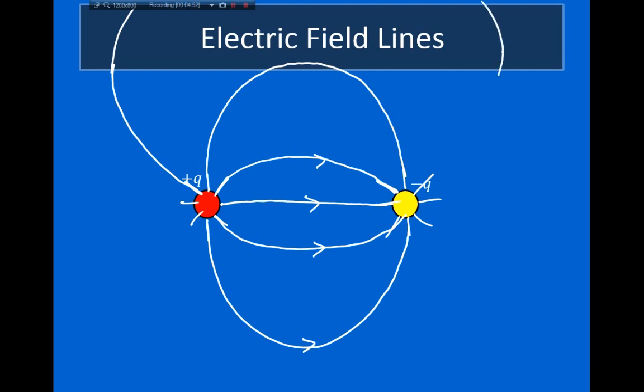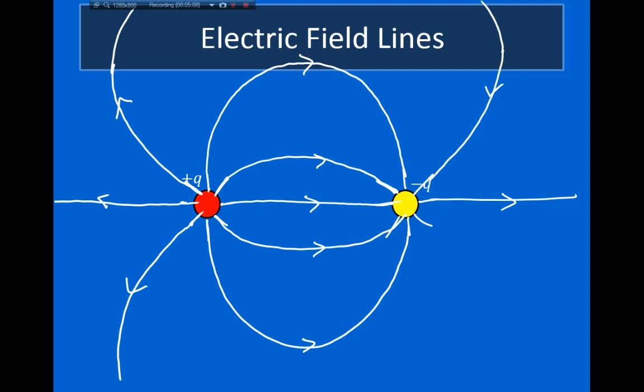And again, we have to draw these arrows. Remember, they go from the positive to the negative. Now these lines right here, this one's probably just going to go all the way off to infinity. This one will go all the way off to infinity as well. And then this line's going to come around like this. So this is how we draw these electric field lines.